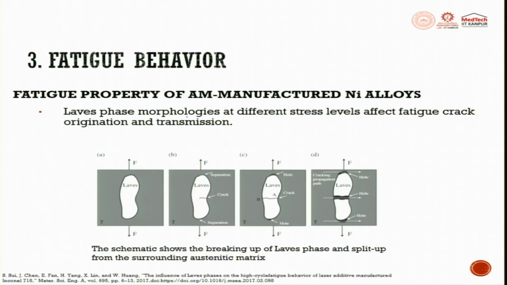So, Laves phase morphologies at different stress levels affect fatigue crack orientation and transmission. This is Laves. You have force. So, you see a crack which is happening, then there is a separation, okay. Then there is a hole which is getting created, there is a crack which is getting formed. Now, there is a hole at the top and then there is a hole at the bottom. So, here there is a breaking of Laves, top and bottom. So, the Laves phase morphologies at different stress levels affect the fatigue crack orientation and transmission.